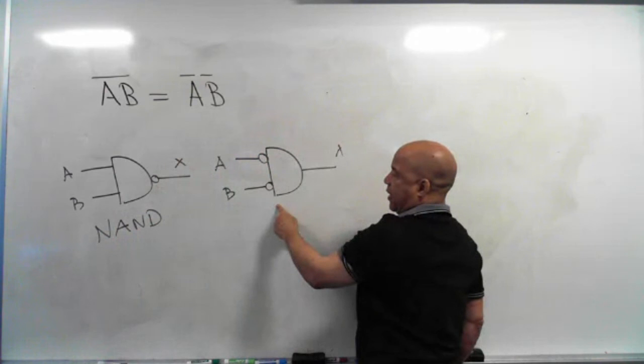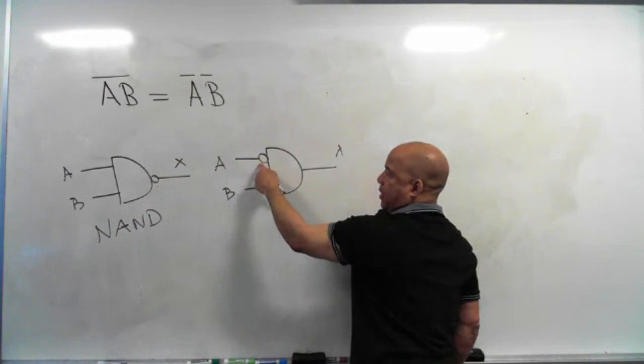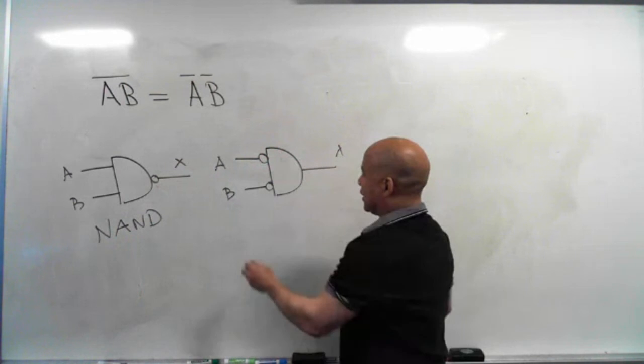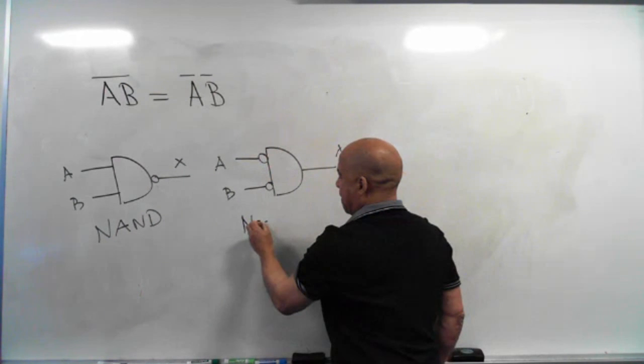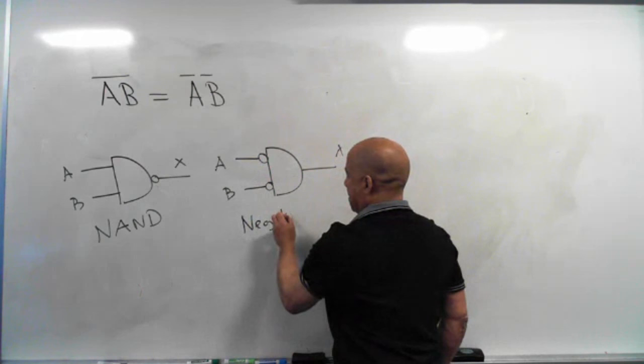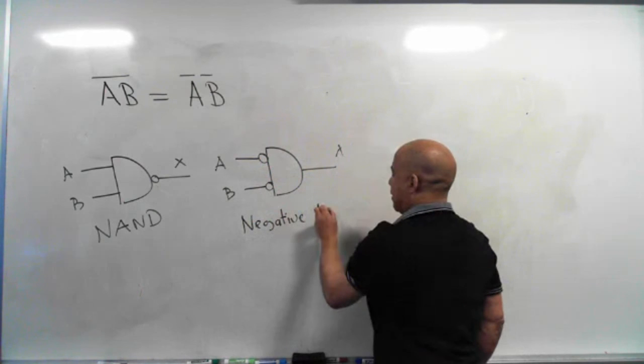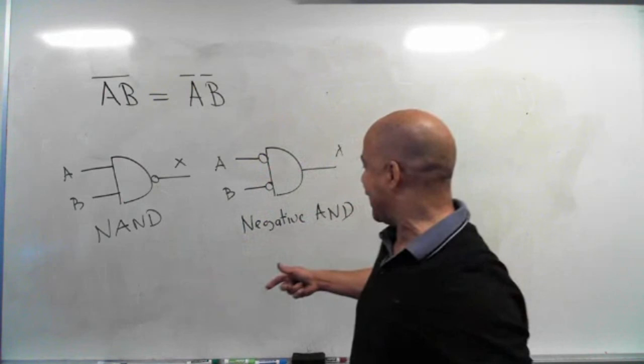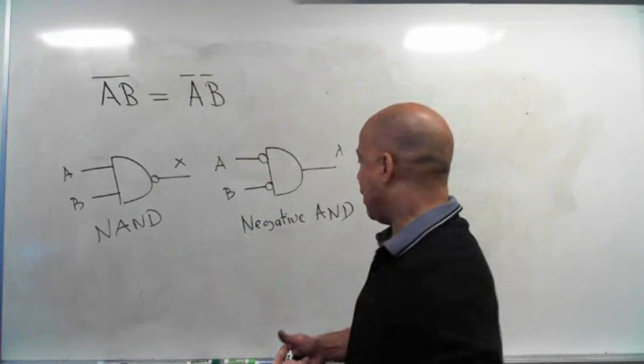Anytime you invert the inputs, you get the negative of whatever the gate is. So this is a negative AND. So the question is, are a NAND and a negative AND the same thing? Well, let's figure it out.